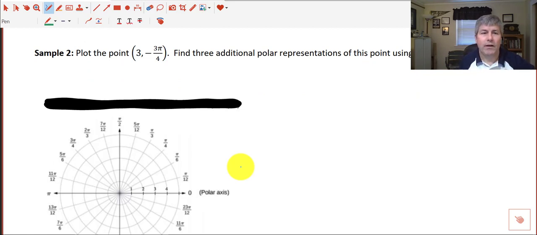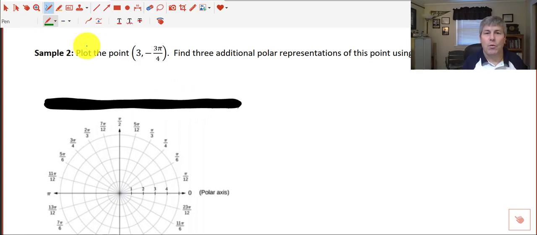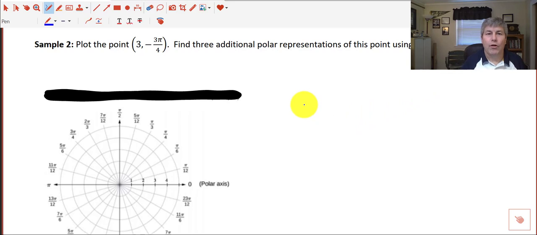Let's plot the point 3, negative 3 pi over 4, and we'll find 3 additional points. We'll find 3 additional polar representations of this point in negative 2 pi to 2 pi. So we're only going to do 1 revolution, either forwards or backwards, around the polar plane here. 3, negative 3 pi over 4, I'll call that point A.